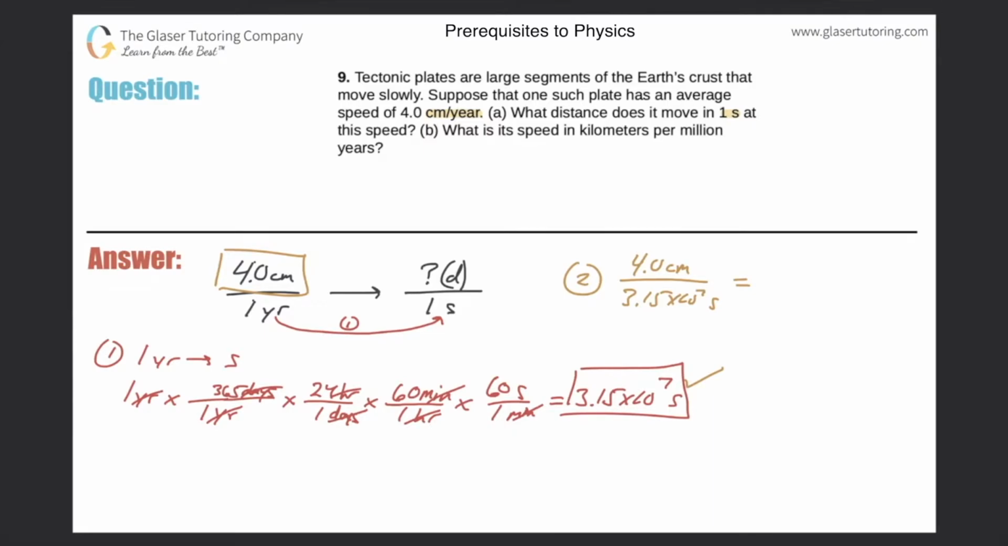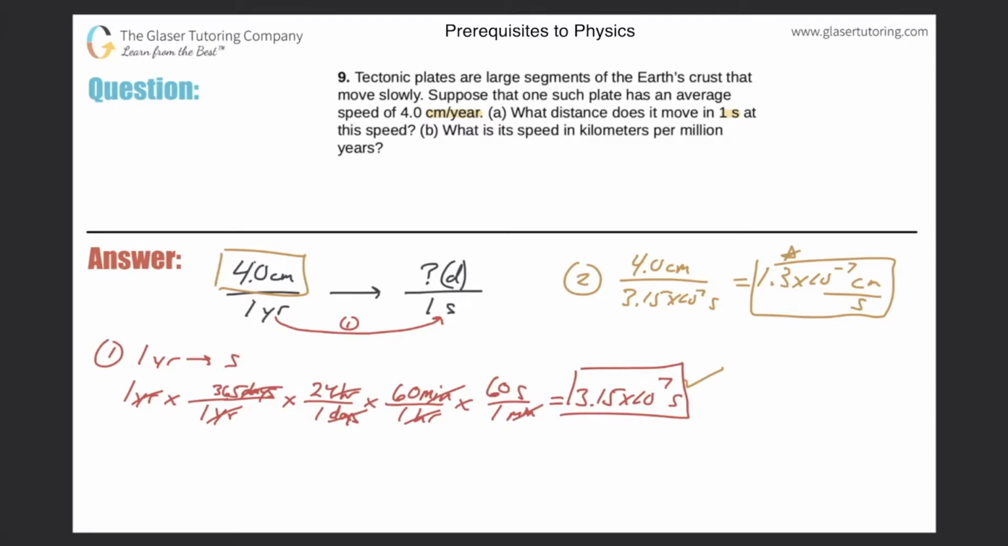So let's take the 4 centimeters and divide it by 3.15 times 10 to the 7. Okay, so that gives me a value of approximately 1.3 times 10 to the negative 7 centimeters per second. And that should make sense, right? If this tectonic plate is going to travel 4 centimeters in a whole year, then it should be traveling a very small fraction of a centimeter in 1 second. So this would be the answer to part A.